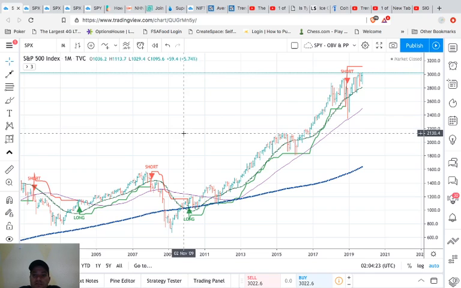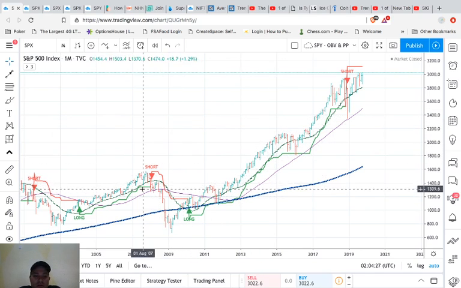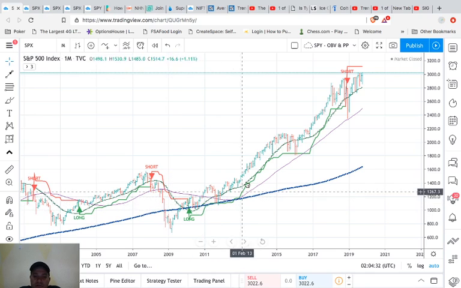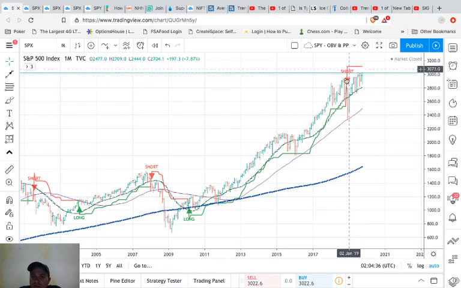I found it interesting. Basically, this is a trend following indicator. You see just the green red line. The others are moving averages. But it measures volatility based on ATR, average true range.